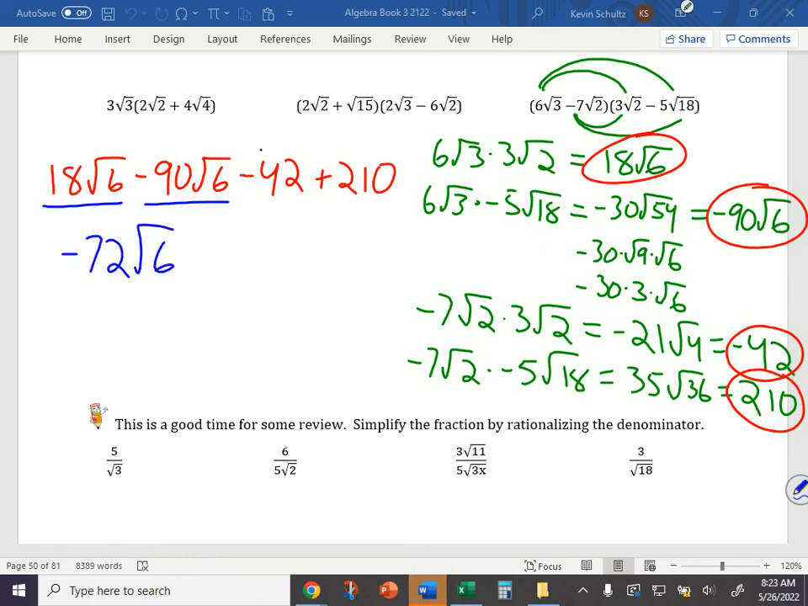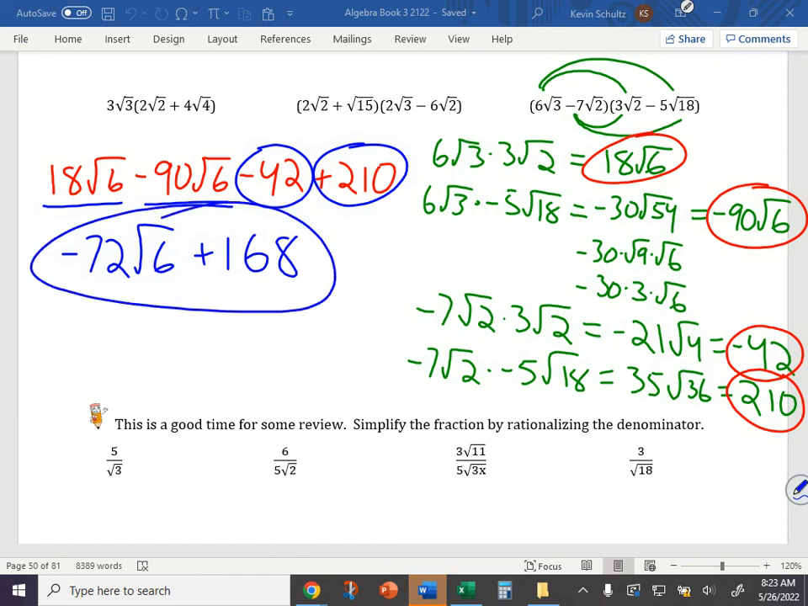And then we have our constants, a negative 42 and a positive 210, which becomes a positive 168. And so this would be your final answer. Can't go any further here because we've got a root 6 term and a constant term. Can't combine them, right?